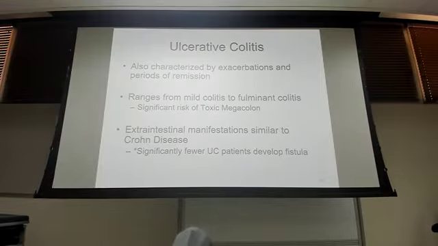Characterized by exacerbations and periods of remission. So waxing and waning again, just like Crohn's. Ranges from mild colitis to fulminant colitis. Significant risks of toxic megacolon. We talked about toxic megacolon on Friday, so this is one of your big players that can cause it. Extraintestinal manifestations are similar to Crohn's, but significantly fewer UC patients are going to develop fistula, unlike Crohn's, where most develop fistula.